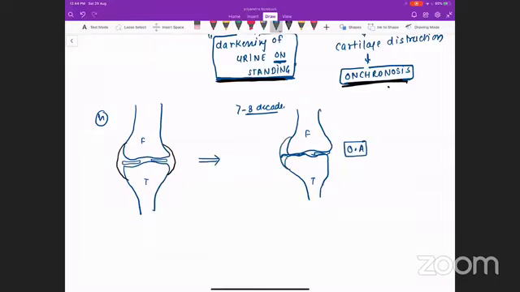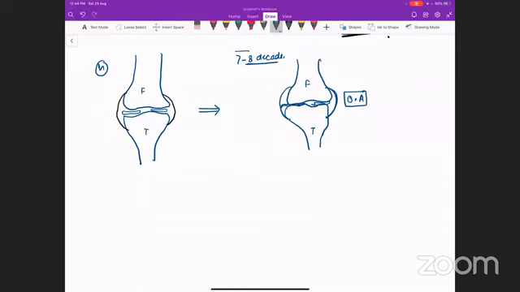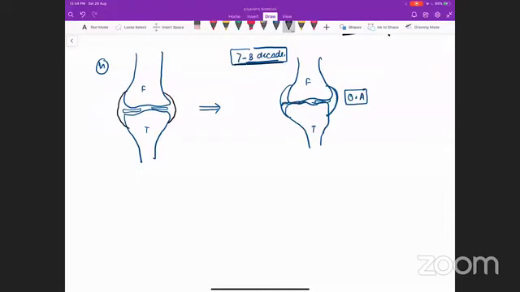The common joint that is affected is the knee, so I have taken the example of the knee joint. You may have seen in your neighborhood that almost every person in the 7th, 8th decade of life has a complaint of knee joint pain. That is because of the destruction of the cartilage. But it takes time. It usually occurs in the 7th, 8th decade of life.